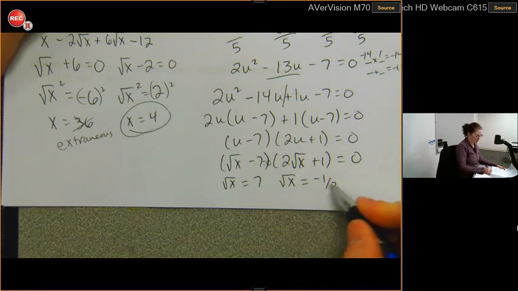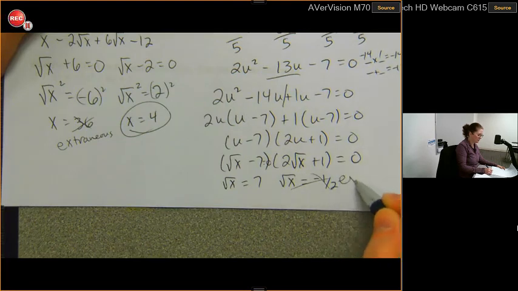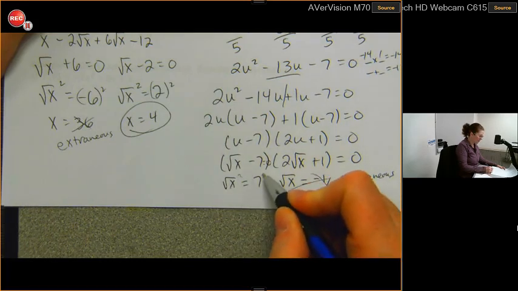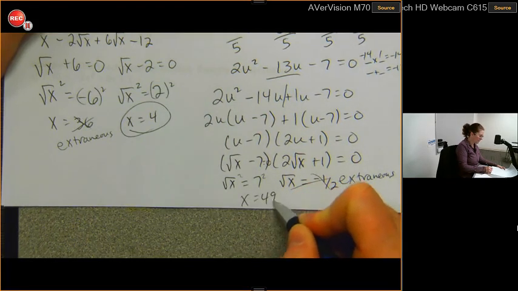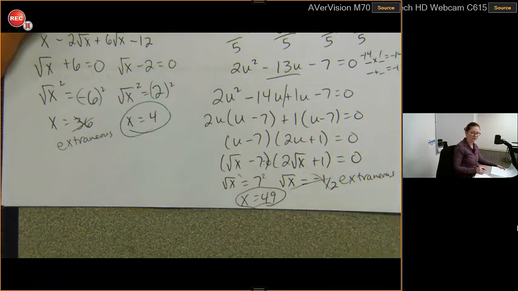And then I know this one's going to be extraneous because I cannot have a square root equal to a negative number. This one, if I square both sides, I get 49. So my answer is just x equals 49.